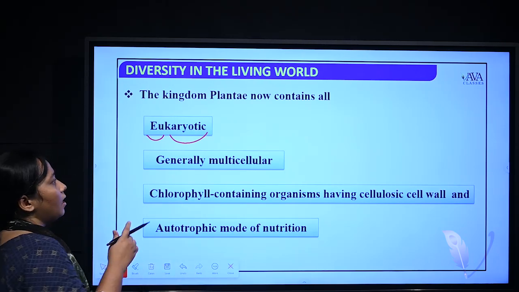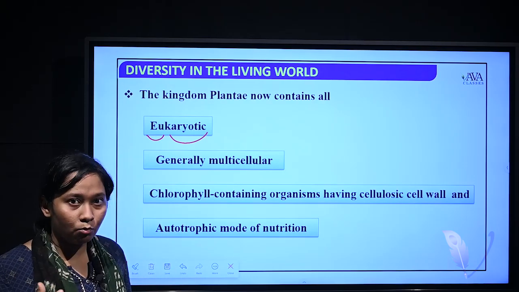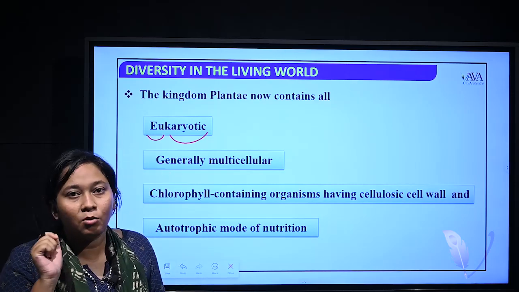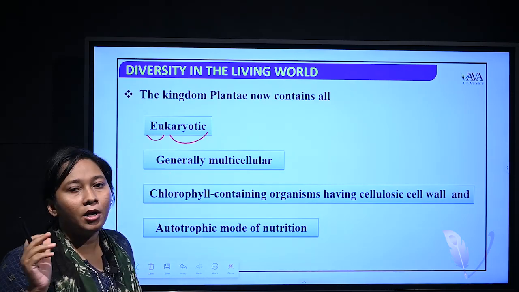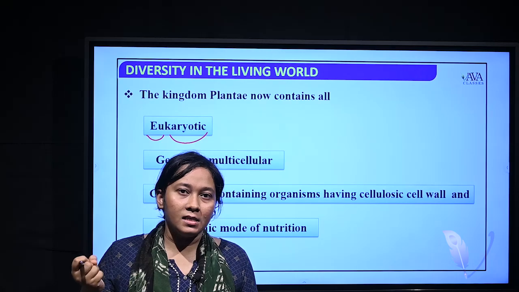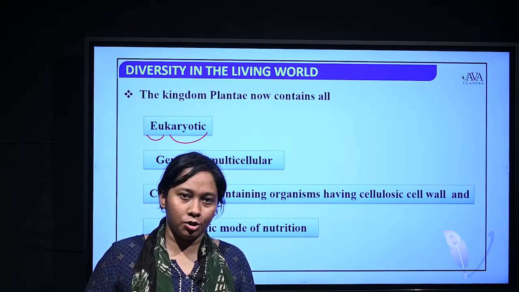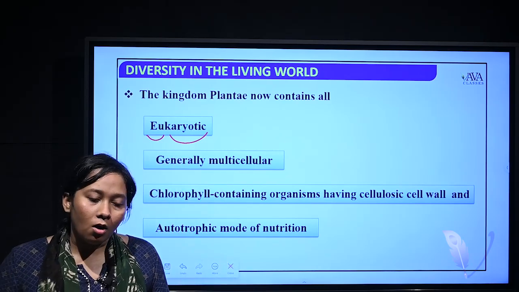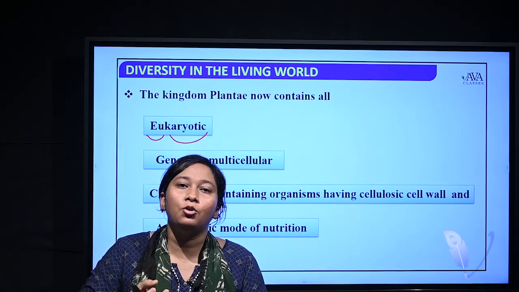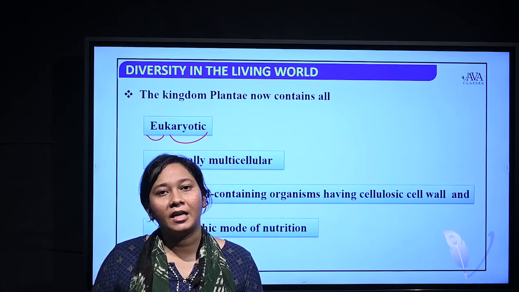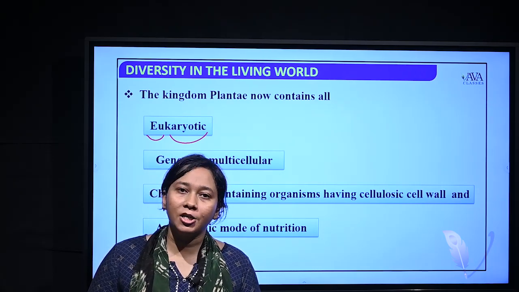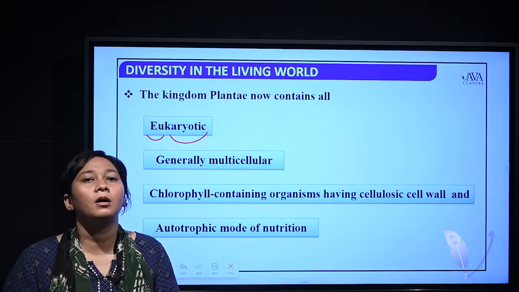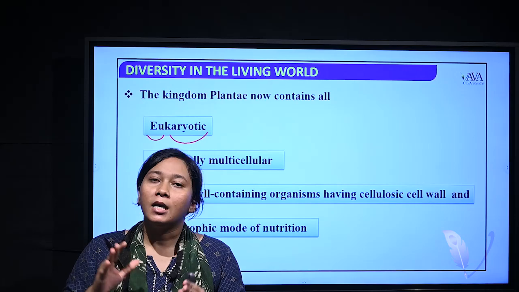Next, about their cell count. Generally they are multicellular, made up of different types of cells. When you go to the higher version of the plants, you will see a lot of cells combined together to perform a specific function, that is a tissue. You will see tissue level of organization, tissue system level of organization, and organs in some plants.